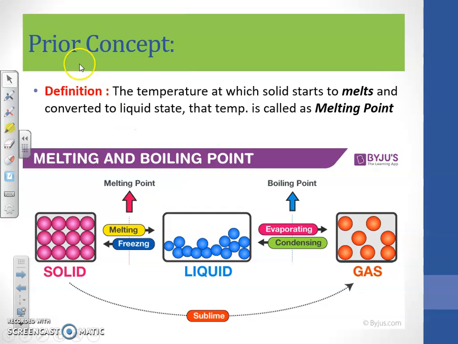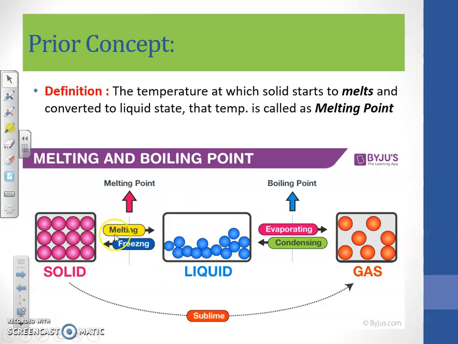As far as the melting point is concerned, the definition is the temperature at which a solid starts to melt and convert to the liquid state. Simply, the temperature at which a solid converts into a liquid, or a solid starts to melt and then converts into the liquid state, that is what we call the melting point.